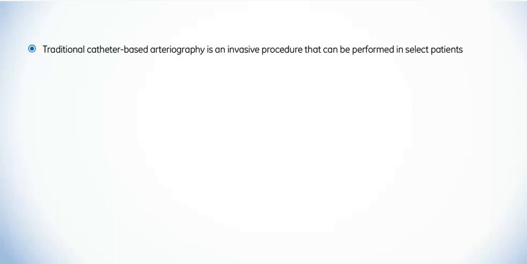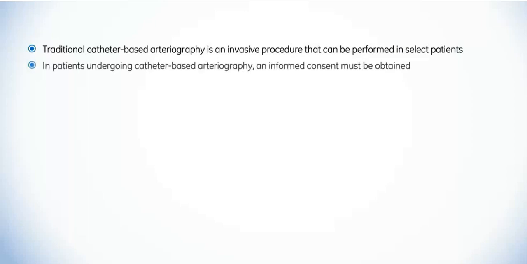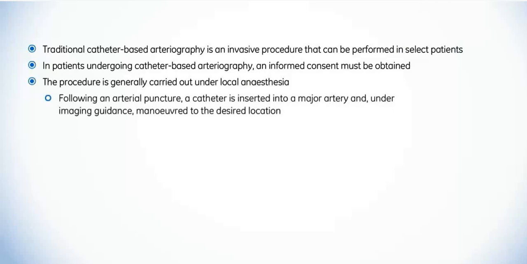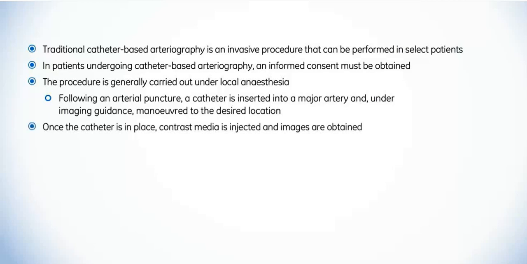The traditional catheter-based arteriography is an invasive procedure that can be performed in select patients. In patients undergoing catheter-based arteriography, an informed consent must be obtained. The procedure is generally carried out under local anesthesia. Here, following an arterial puncture, a catheter is inserted into a major artery and, under imaging guidance, maneuvered to the desired location. Once the catheter is in place, the contrast media is injected and images are obtained.